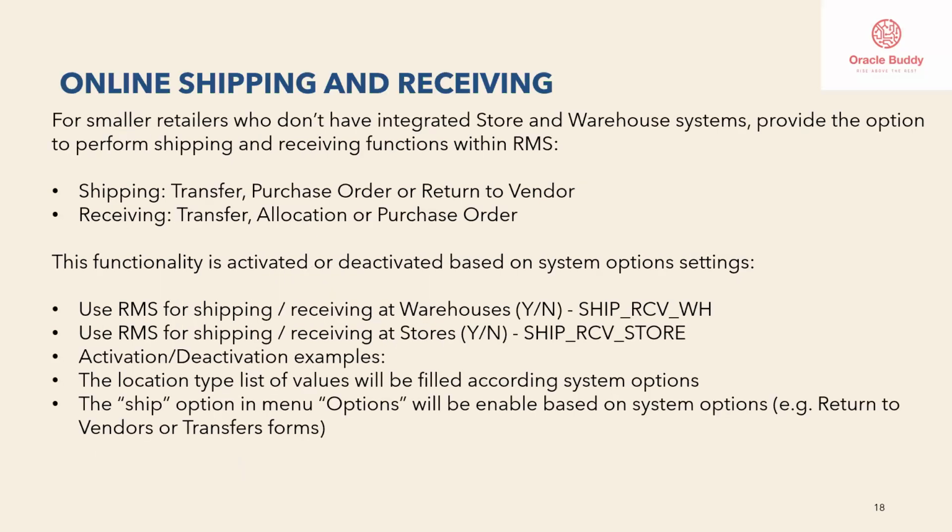Next topic is online shipping and receiving. For smaller retailers who don't have an integrated store and warehouse system, RMS provides the option to perform shipping and receiving functions within RMS. Shipping covers transfer, purchase order or return to vendor; receiving covers transfer, allocation or purchase order. This functionality is activated or deactivated based on system option settings. Use RMS for shipping and receiving at the warehouse.